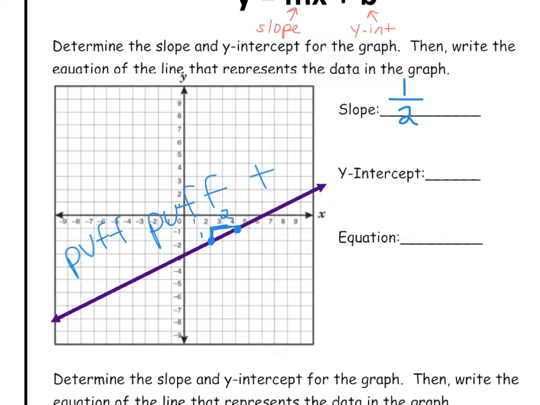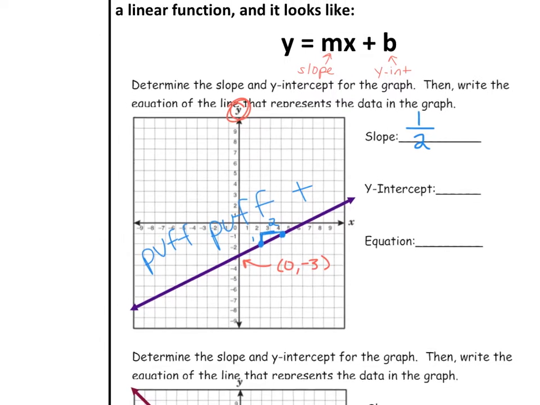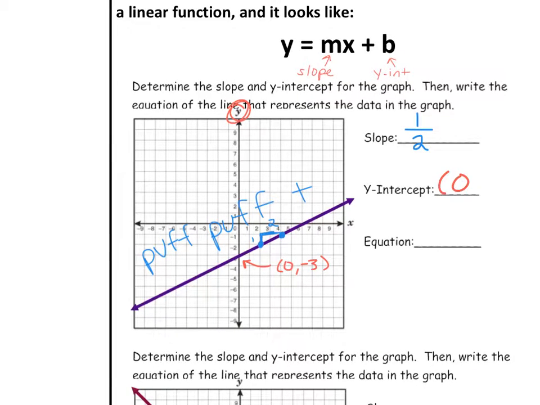Y-intercept, remember, is where it crosses the y-axis. Y-axis is this one. Olivia, where's it cross? 0, -3. Right there. So that is my y-intercept. Let's write it as a point. And now we put it together in an equation. Remember, the slope goes in front of x because it's the m, and the y-intercept goes by itself. Alice, you want to give me that equation?